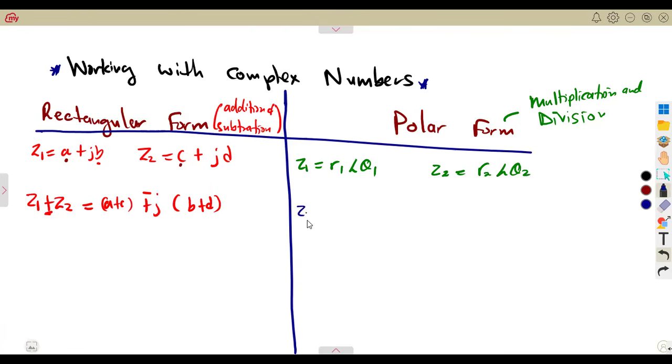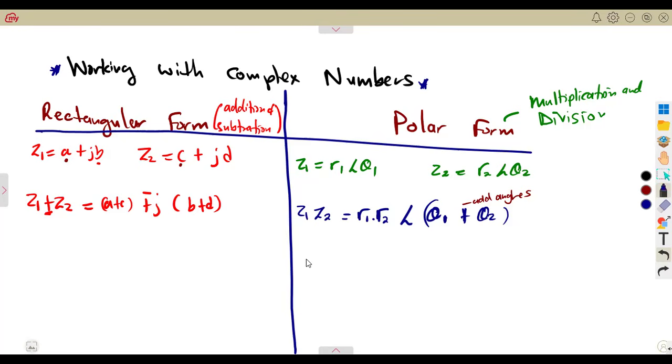For a multiplication of Z1 and Z2, it's going to be very easy because remember from your mathematics, you can go back to our mathematics laws. You multiply R1 and R2 together. So this is the product, R1 times R2. What about the angles theta 1 and theta 2? For a multiplication, the angles you add. So it's theta 1 plus theta 2. You add the angles. This is for a multiplication.